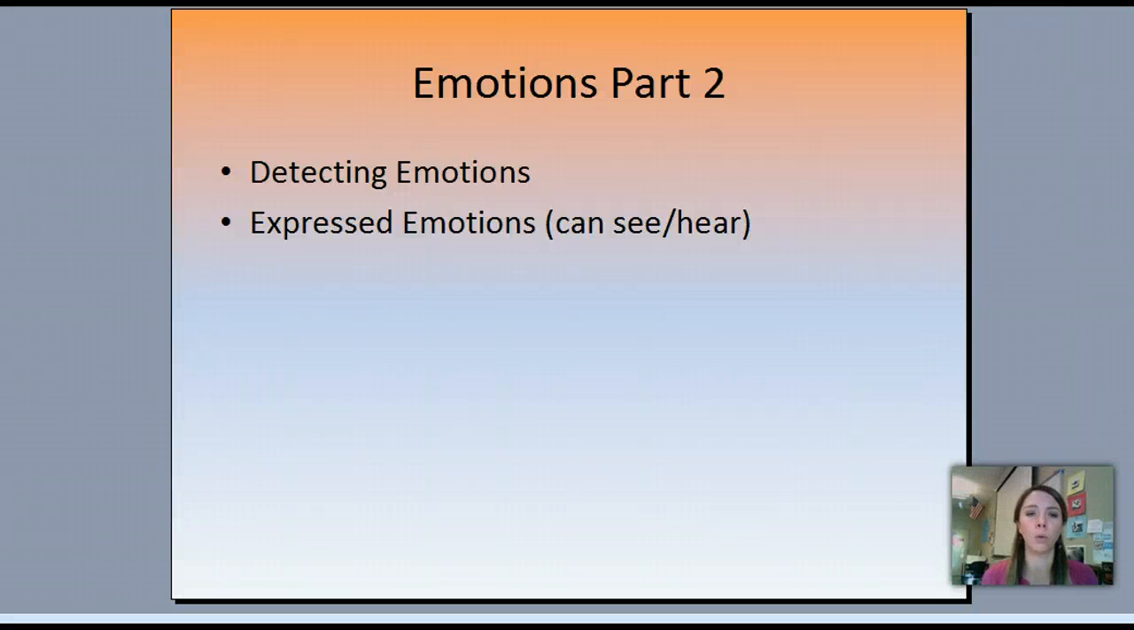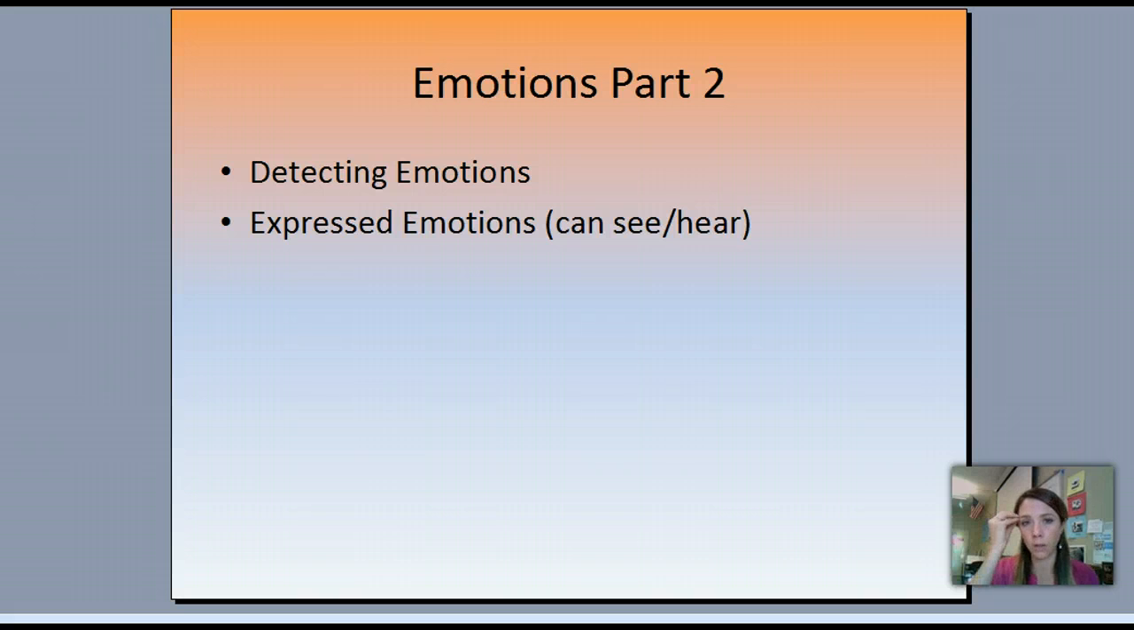On emotions, we're going to look at this time how we detect emotions in other people. So looking at someone and saying, you look sad, you look happy. We looked at these a little bit with our advertisements. And then also how we express emotion. So how can you express, or how do people express things that they are feeling?